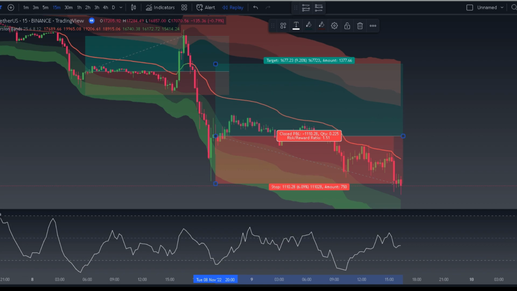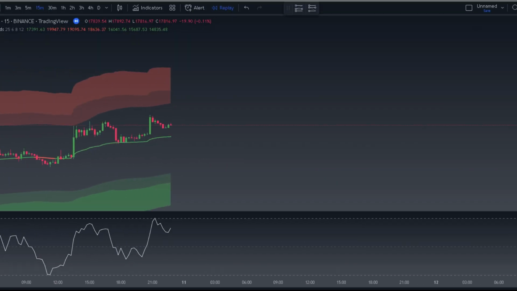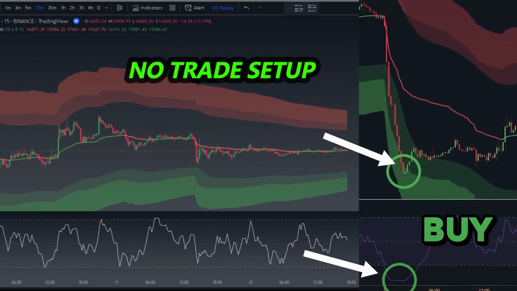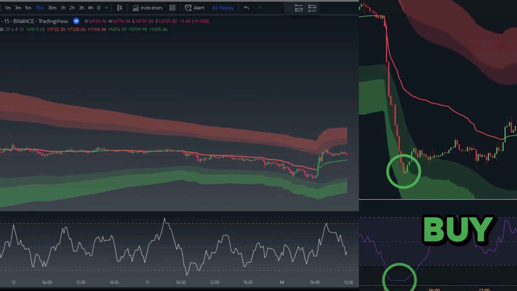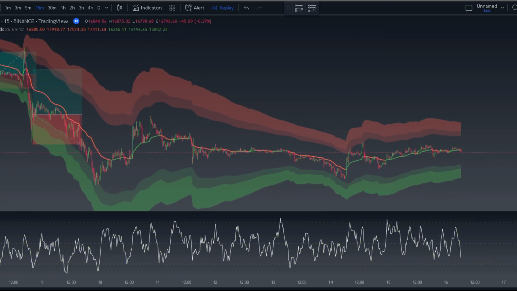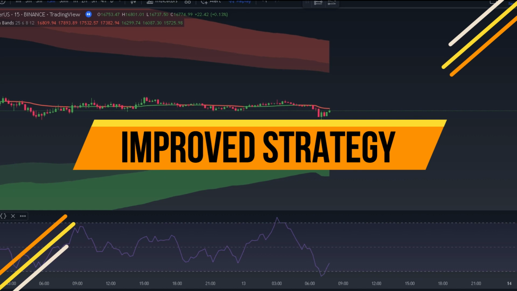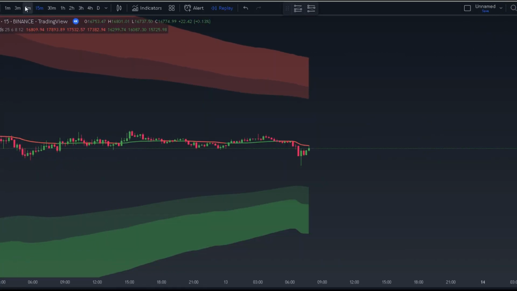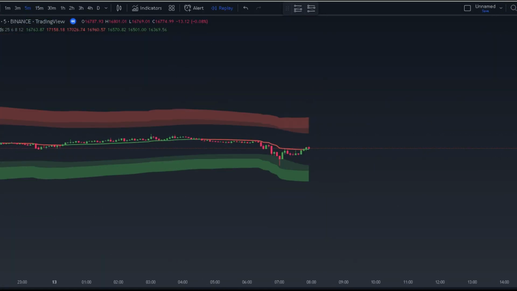Plus, there is one important thing that I noticed. The trade entry setup which is claimed in the video doesn't show up for many days. So instead of following this setup blindly, I changed the indicator settings into a profitable strategy. Firstly, I removed the MFI indicator. It was useless. Then I moved to the 5-minute chart.